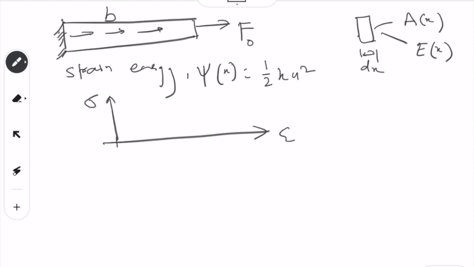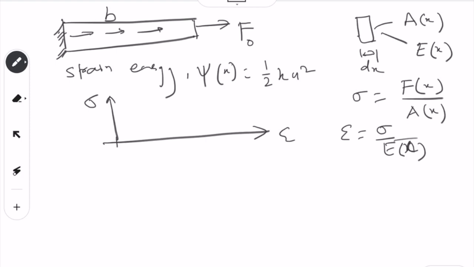So, what is the stress here? In this case, sigma is equal to F, whatever the force is at that point, divided by A. So this is the stress, and strain will be equal to sigma over E, or simply Fx divided by Ex and Ax. That is what it will be.